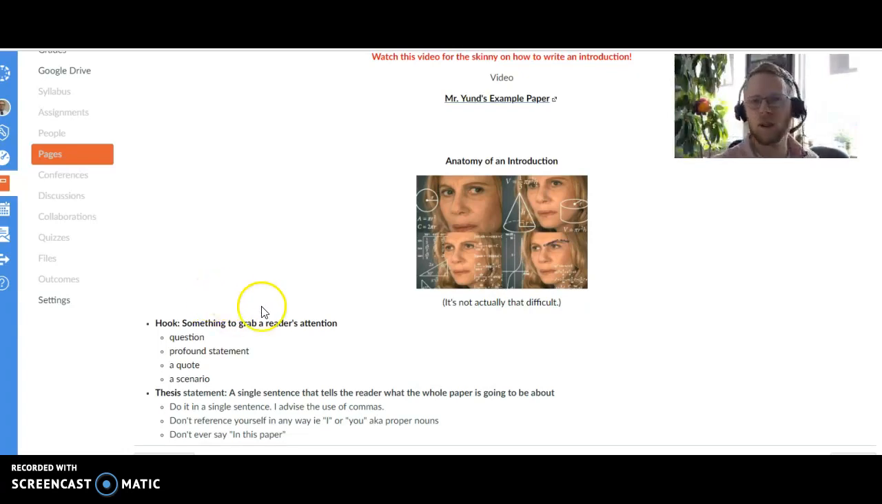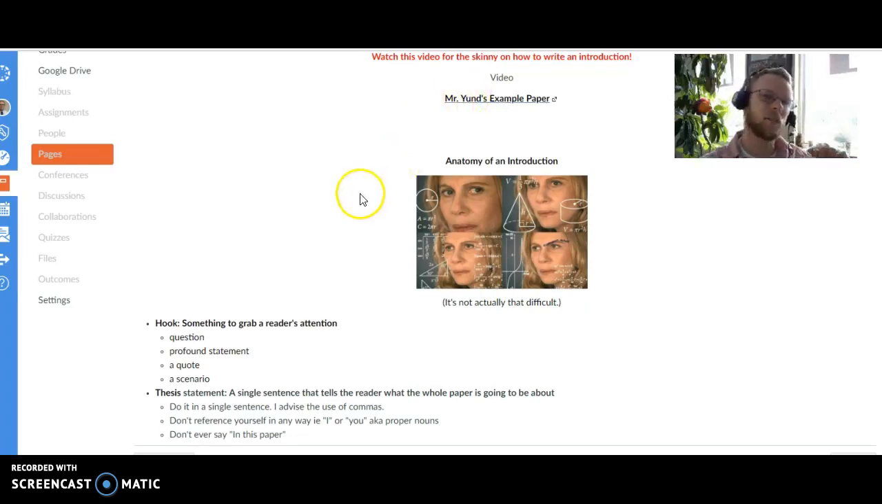Profound statement. Washington was more than just a president. He was a hero, or something like that. Profound statement, question, quote, play out a scenario. Anything like that. We'll go through one when we do my example paper in a moment here.